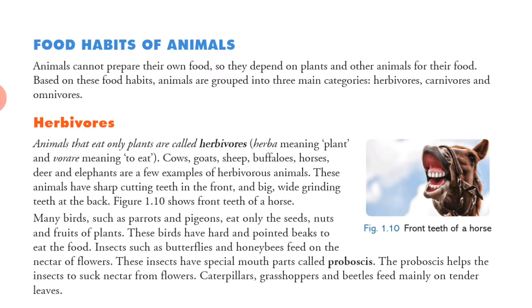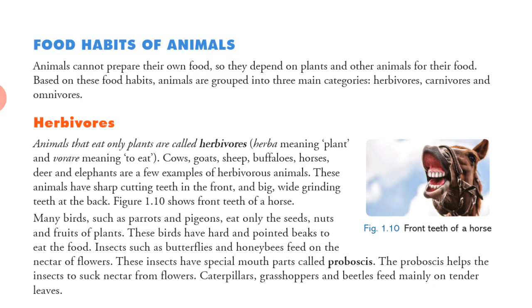Herbivores are those animals which eat only plants. Only plant-eating animals are known as herbivores. Herb means plant, vor means to eat. Cows, goats, sheep, buffaloes, horses, deer, and elephants are a few examples of herbivorous animals.